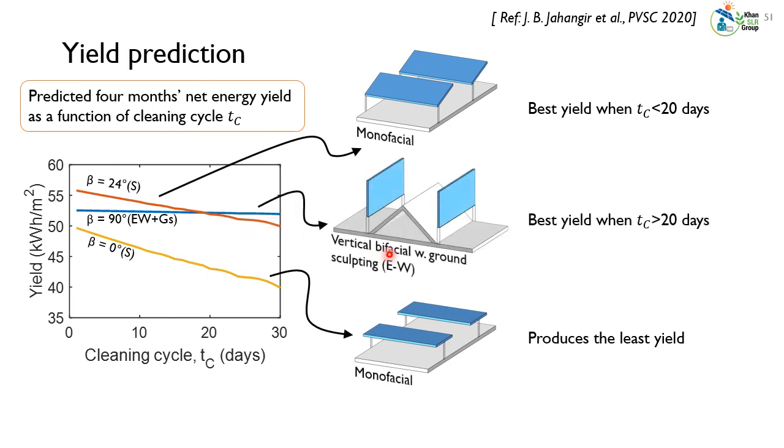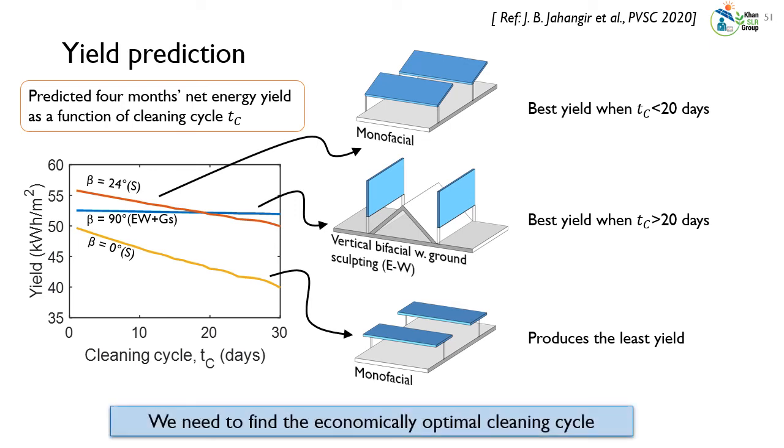For the vertical bifacial panels, these would give you higher output if you have a cleaning cycle higher than 20 days. Now remember that we should not be trying to optimize the yield. We really need to look at what is the revenue.